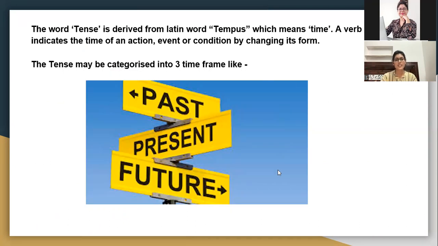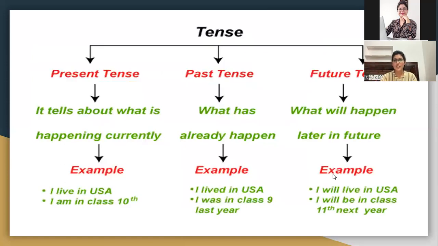the tense may be categorized into three time frames: present, past, and future. Each tense is further divided into four parts. The four parts of present tense are simple present, present continuous tense, present perfect tense, and present perfect continuous tense, as well as past tense and future tense.